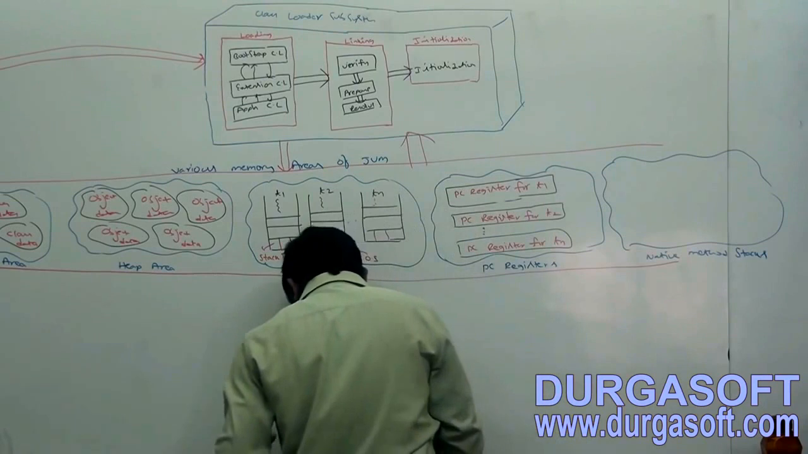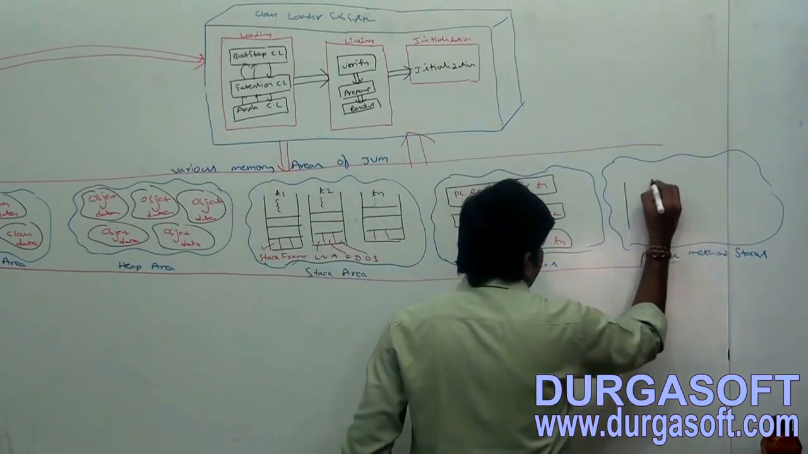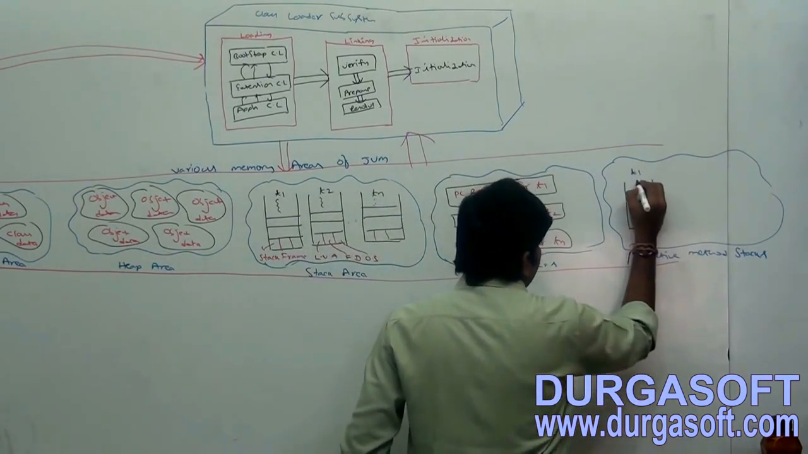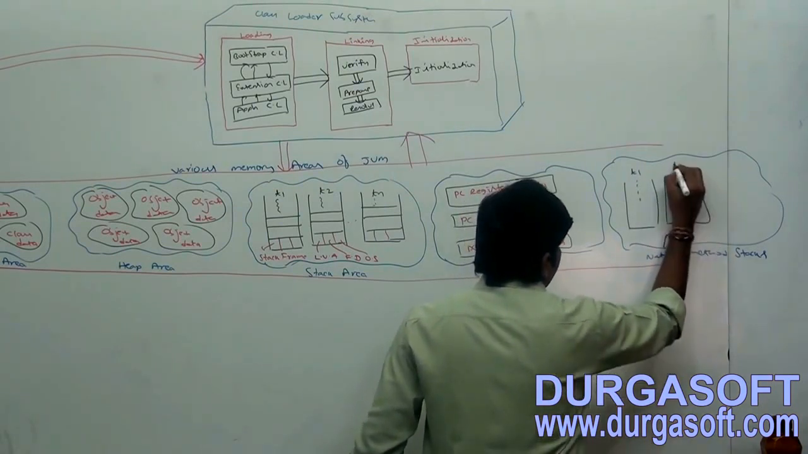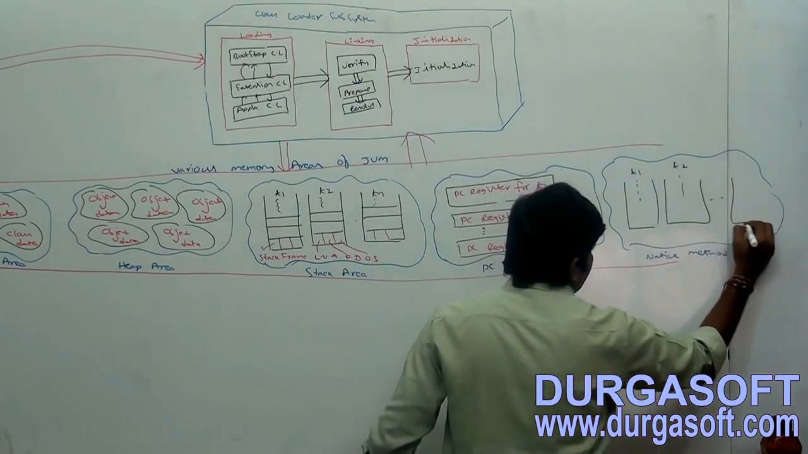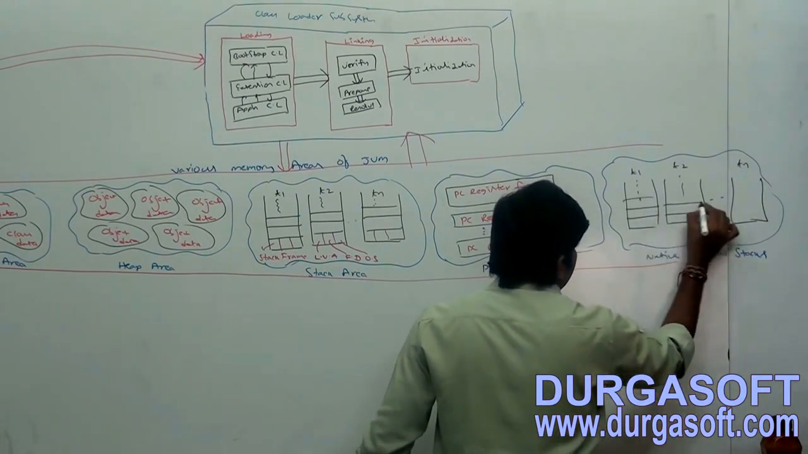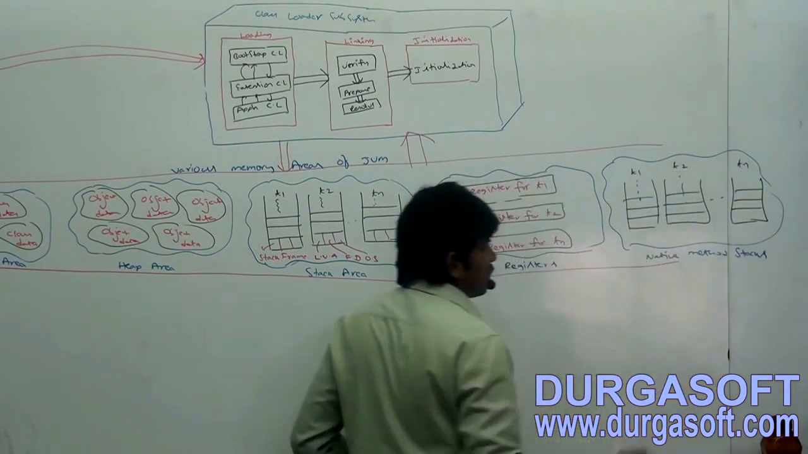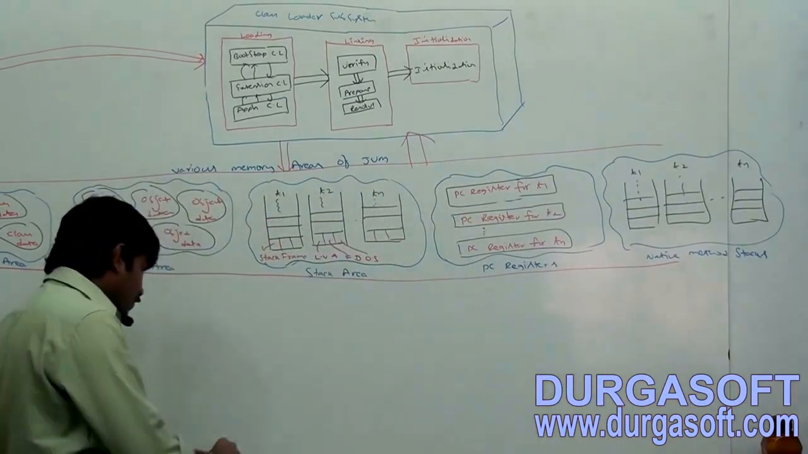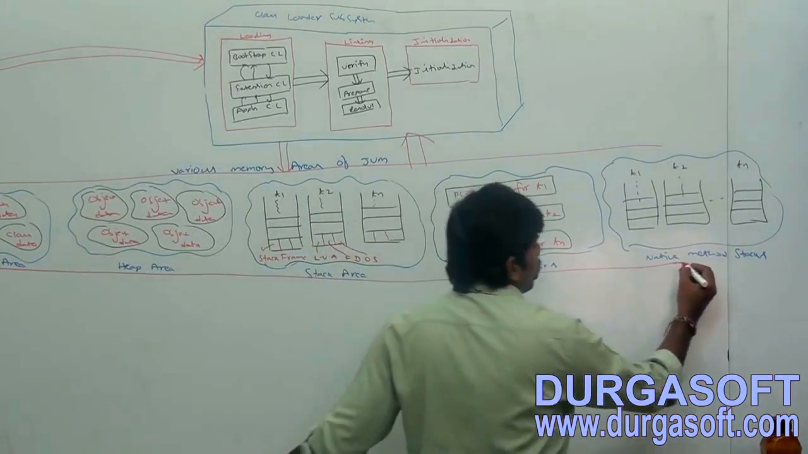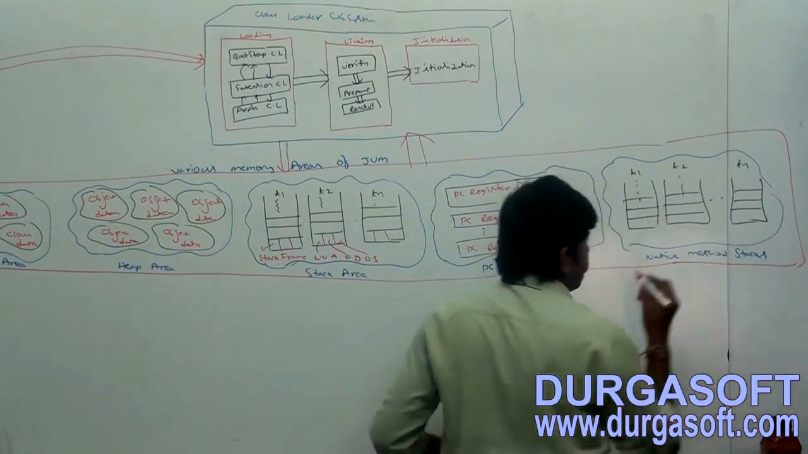Sir, for every thread a separate stack will be there by default. T1 has its own stack, T2 has its own, and so on up to Tn. I hope no more explanation is required now. So these are the various memory areas.